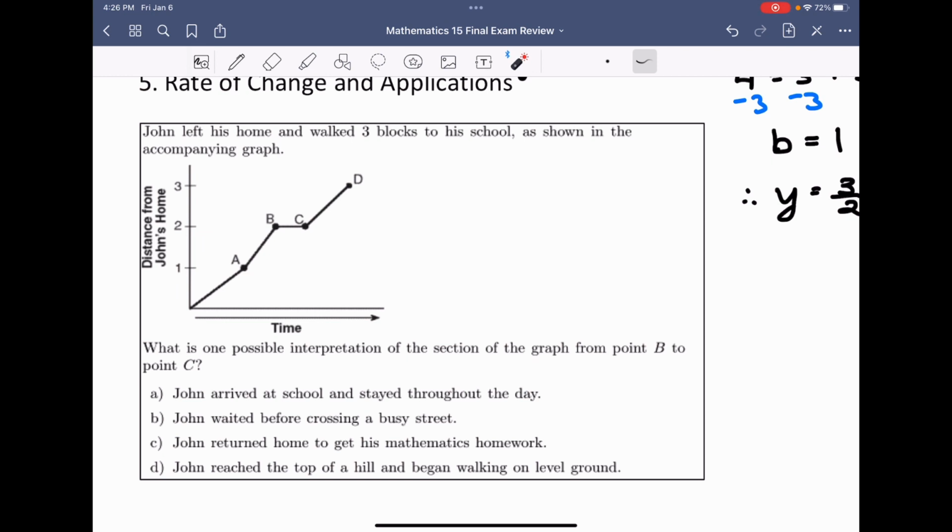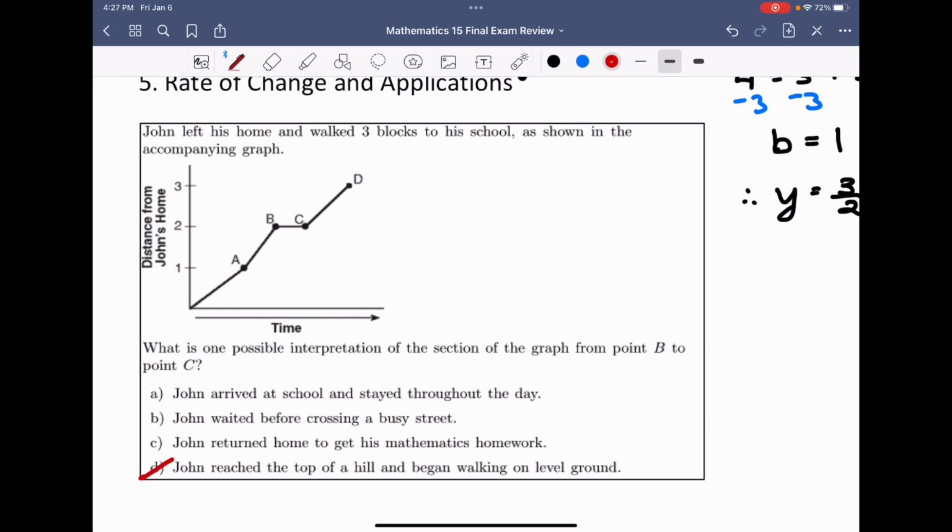So John arrived at the school and stayed throughout the day. I mean, definitely plausible for sure. John waited before crossing a busy street. I mean, that's another potential. John returned home to get to his mathematics homework. I wouldn't say so. John reached the top of the hill and then began walking on level ground. Right away, I'm going to cross out a couple answers here. It doesn't make sense that he reached the top and then now he's just walking on level ground.